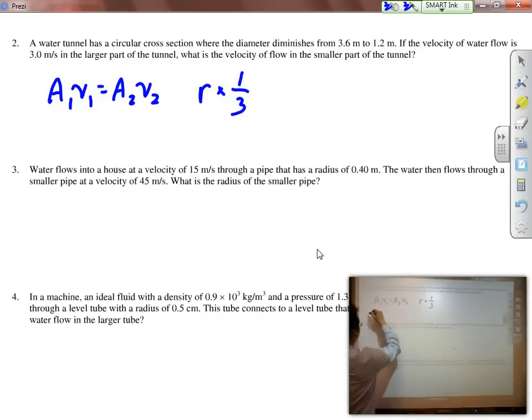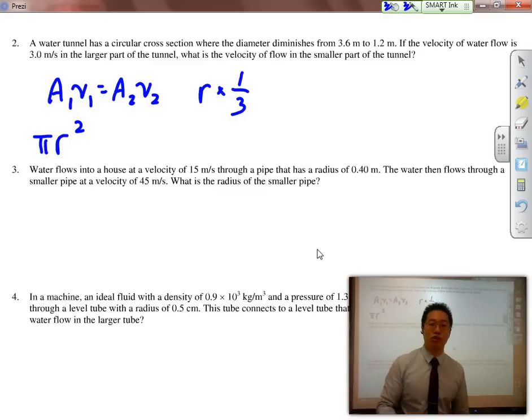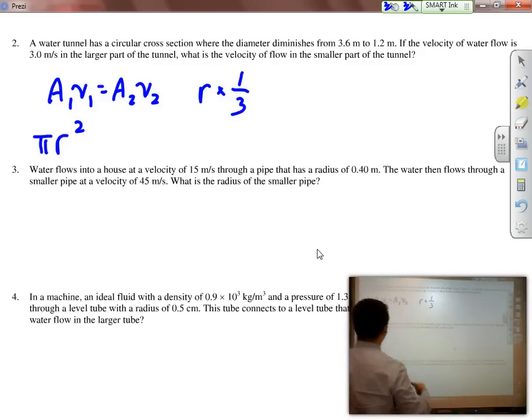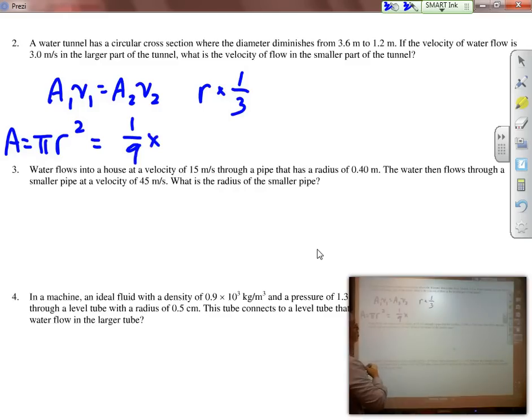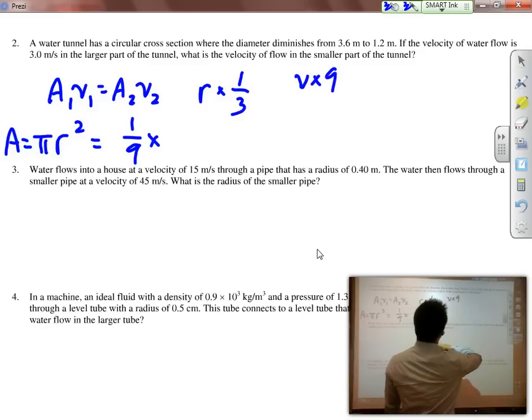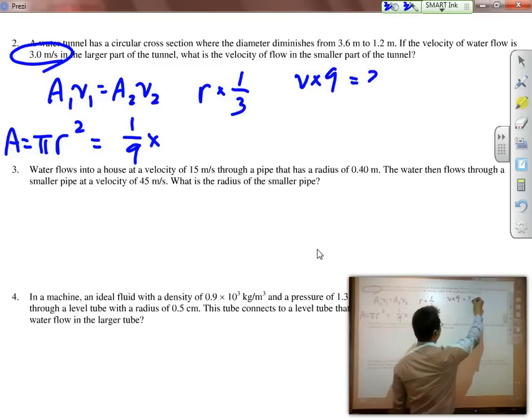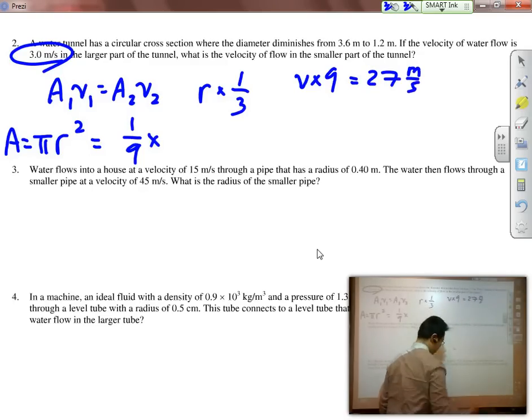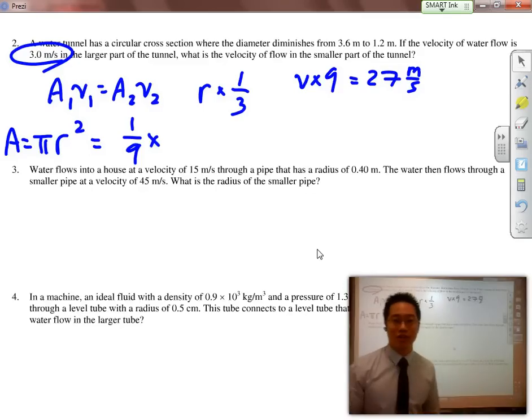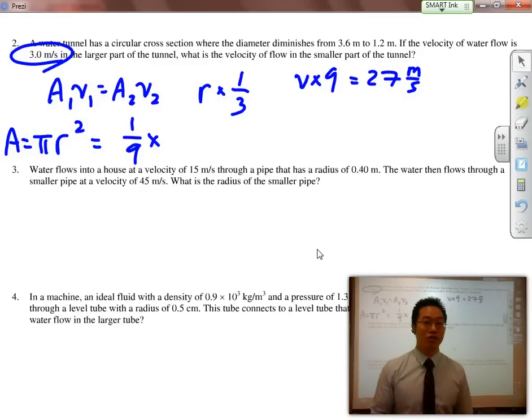But because it is pi r squared, that means my area is really 1/9 of the original value. So therefore, my area is going to be 1/9 the original value, which means if area goes down by 9, my velocity is going to increase by 9 times. So if the original velocity was 3 meters per second, that means my new velocity is equal to 27 meters per second. If that is confusing, you can always just plug your numbers actually into the problem itself, but I just want you guys to understand the basic idea of using multipliers to solve for this also.